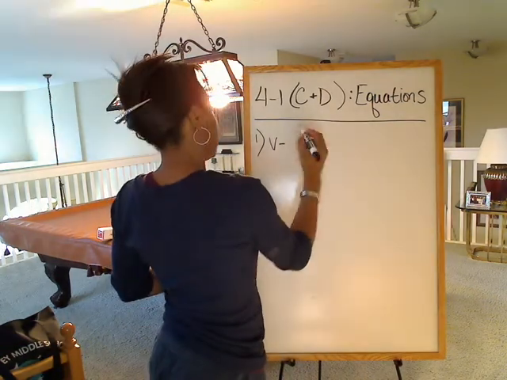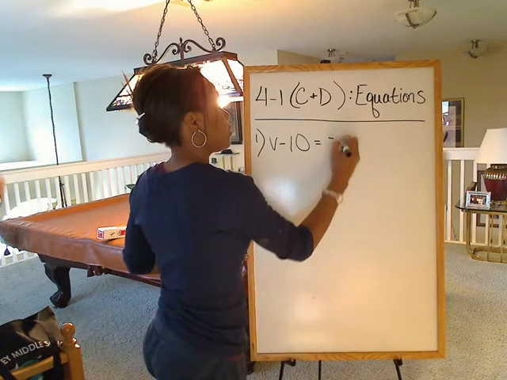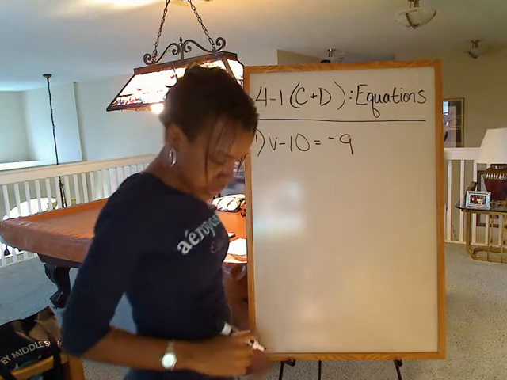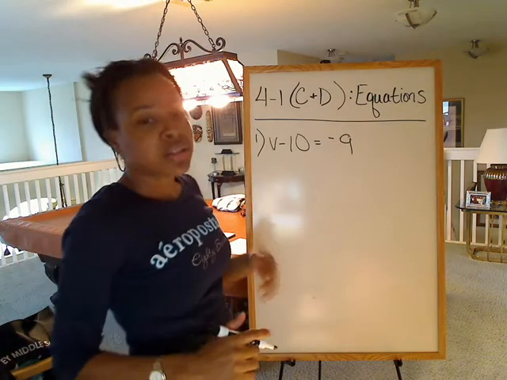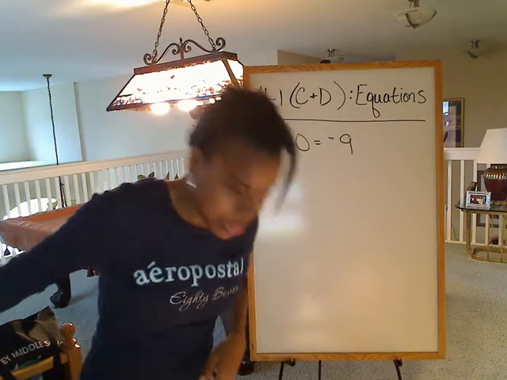Julian, can you type this in? I'm recording. So v minus 10 equals negative 9. Sorry for any background noise that you may hear.